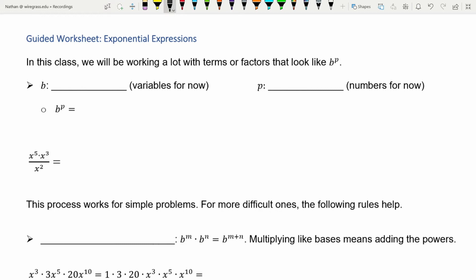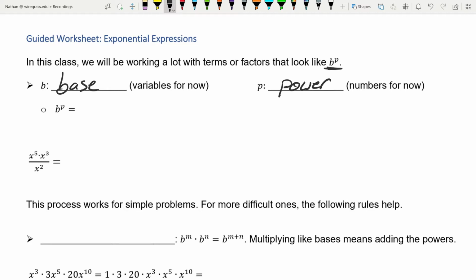In this class, we will be working with a lot of terms or factors that have this form. What is this? Well, b is called the base, and we're going to be using them as variables for now, most notably x, and p is the power. So just an exponential expression or an exponential factor. The powers are going to be numbers for now. We will look at these when they're flipped, but for now, just bases are variables, powers are numbers.